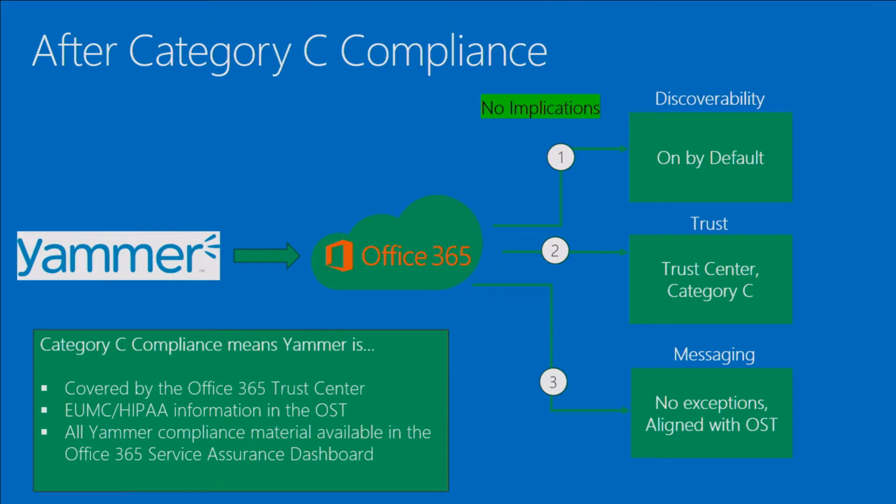And then all of this compliance material, whether it's Yammer's ISO report or the SOC reports, is available in a portal called Service Assurance Dashboard in your Information Protection Center. So go into your Office 365 tenant, select your Information Protection Center, look for Service Assurance Dashboard, and you will find a treasure trove of all these compliance third-party reports available for you to consume directly. And that speaks to the transparency of our operations.